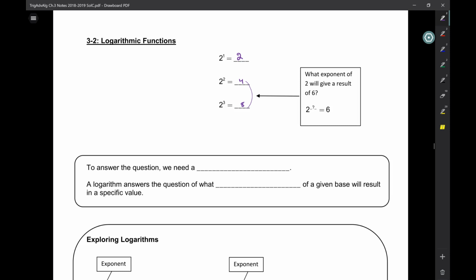I never hit those. So now, what if I was hoping that I could raise 2 to some exponent and get 6, right? What happened there? What exponent of 2 will give me a result of 6? I totally skipped that, right? When I went from 1 to 2 to 3. So if I were to ask you, what would you guess that value to be?